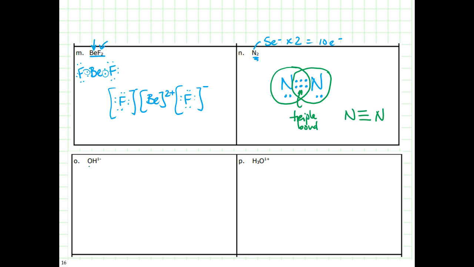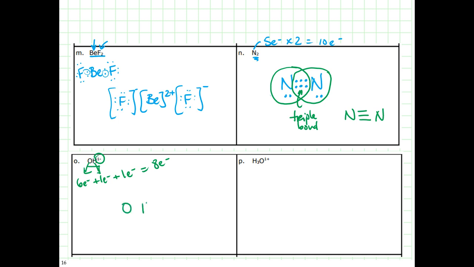All right, let's do this one together. Hydroxide polyatomic ion. So it's OH with a charge of -1. Oxygen has 6 valence electrons. Hydrogen has 1 valence electron. This charge of -1 means that these guys worked together to steal one more electron. So our total number of electrons is 8.